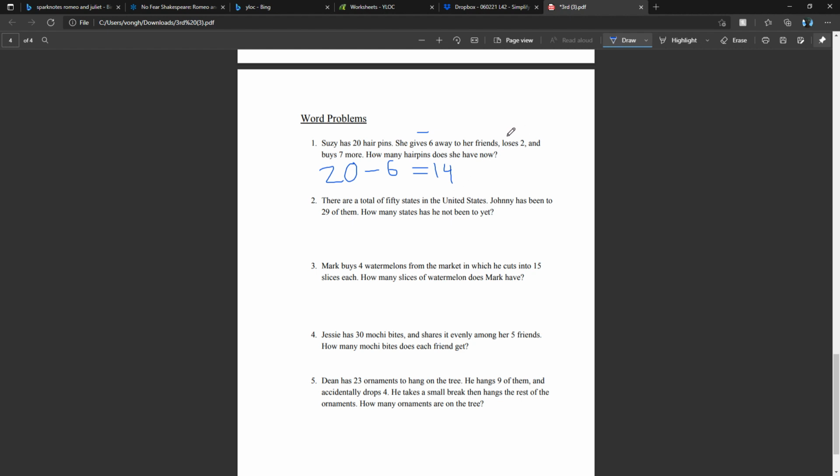Then she loses 2, so that's subtraction again. So that's 12. But then she buys more, which is addition. She buys 7 more, and 12 plus 7 is 19. So the answer is 19 hairpins.